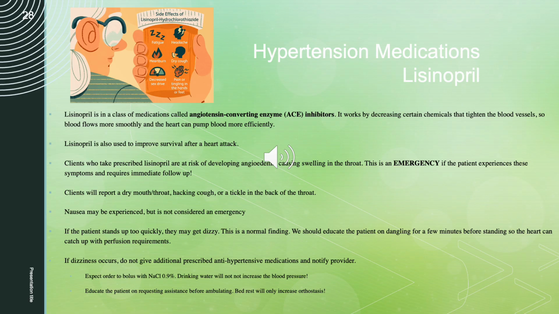All right, let's talk about the 9,000 hypertensive, or antihypertensive, medications we have. Lisinopril is very common. It's in a class of medications called angiotensin-converting enzyme, or ACE, inhibitors. It works by decreasing certain chemicals that tighten the blood vessels so blood flows smoothly and the heart can pump more effectively. It's also used to improve survival after a heart attack.